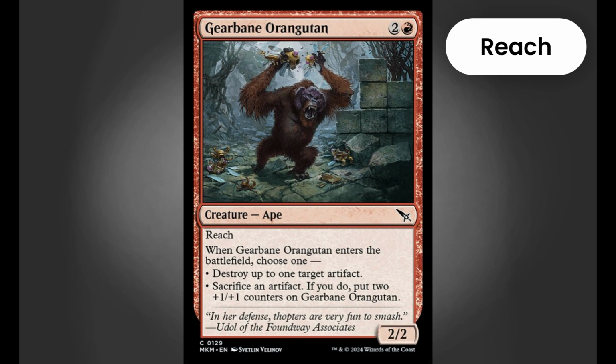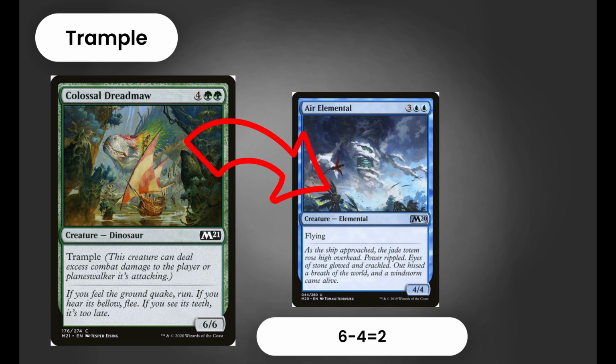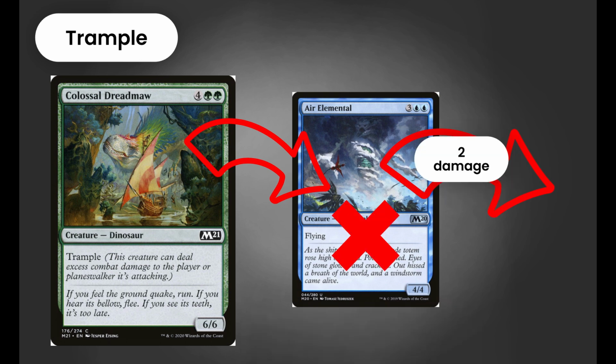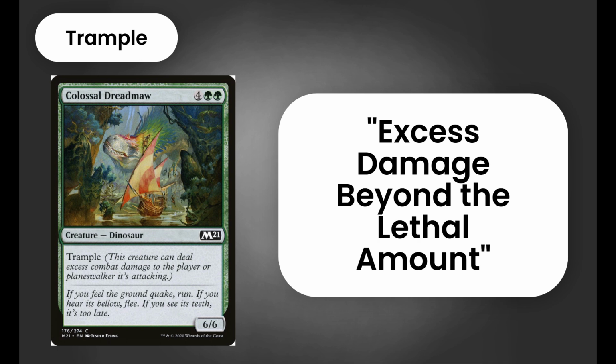Some things with the ability may not look like they'd be able to. Trample is a lot more complex as it changes how damage is dealt. Whenever a creature with Trample is blocked, any excess damage it would deal beyond the lethal amount is then instead dealt to the player, planeswalker, or battle they were attacking. I've used very specific wording there for a reason, and I will now explain some of the strange edge cases that can come up with Trample.